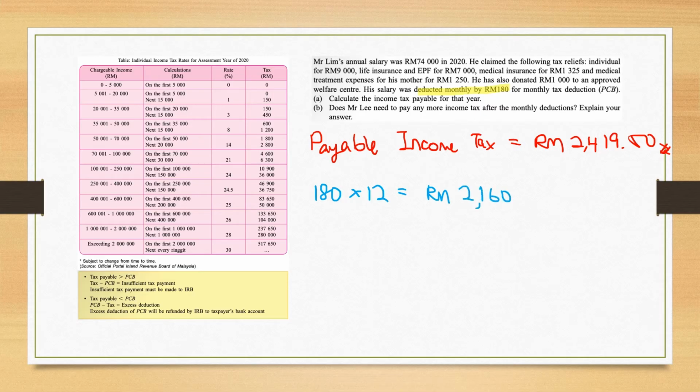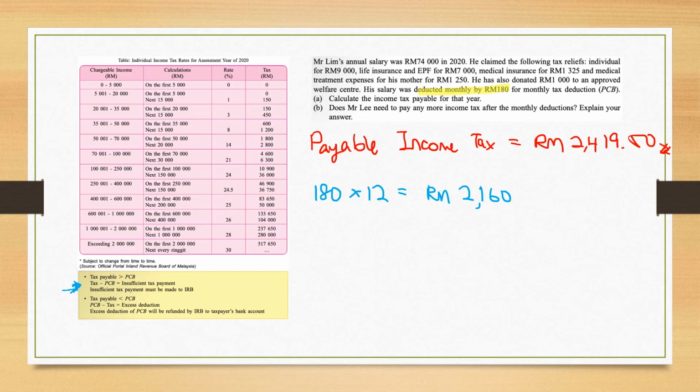Okay, 2,160 ringgit. As you can see here, this PCB amount is less than the tax payable. So we have to take into account this figure right here. The next thing you need to do is tax minus PCB. So your bigger figure of payable income tax minus your smaller figure of 2,160.